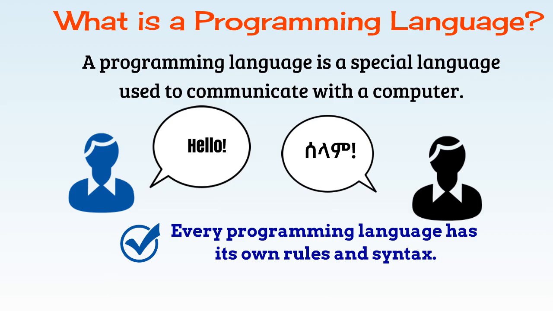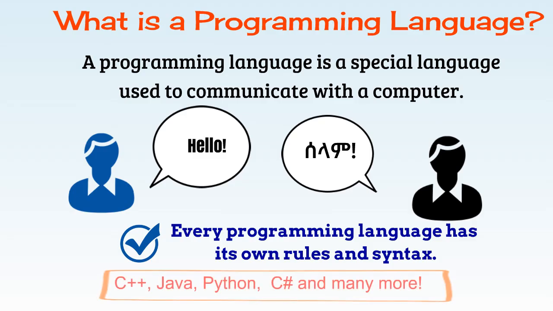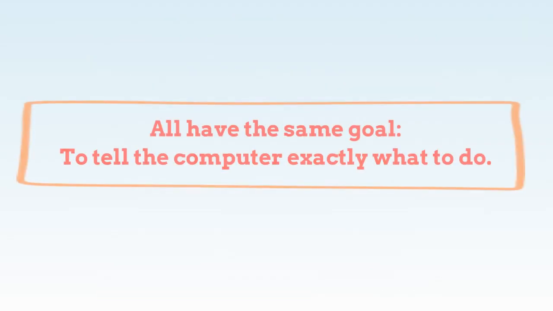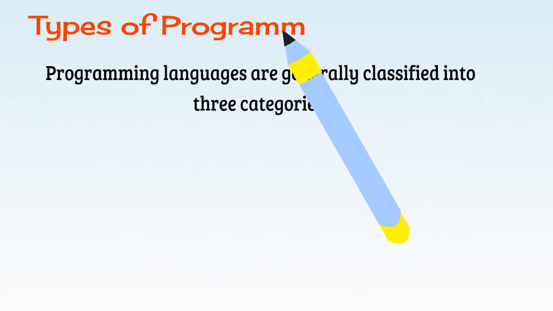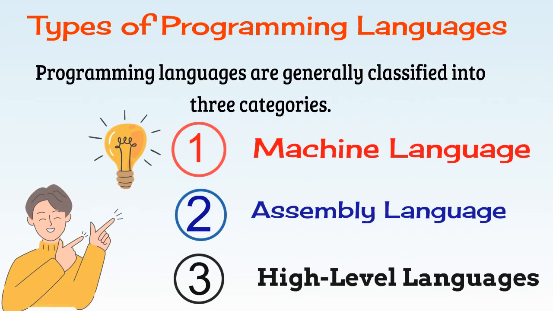Today, there are hundreds of programming languages. Some of the most popular include C++, Java, Python, and C#. Although their syntax is different, they all have the same goal: to tell the computer exactly what to do. Types of programming languages. Programming languages are generally classified into three categories.